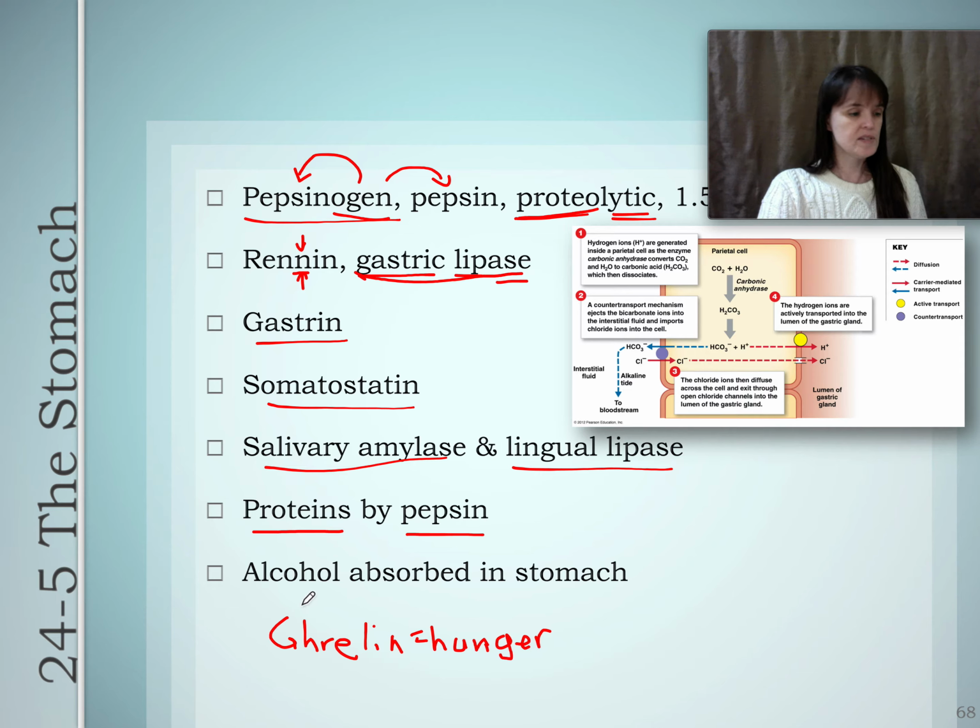Alcohol and lipid-soluble drugs. Alcohol is absorbed in the stomach because alcohol is lipid-soluble, so it goes through the cell membrane like they're not even there. So fatty foods absorb alcohol and slow its absorption. So if you drink alcohol on an empty stomach, it just absorbs straight into your system and it hits you faster.